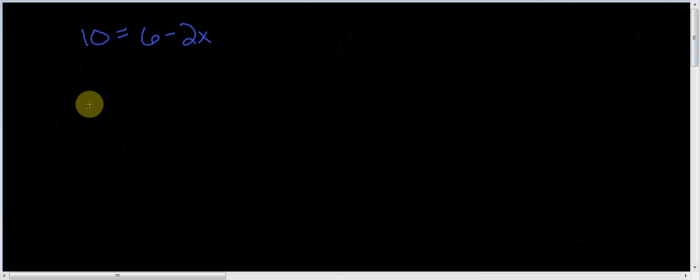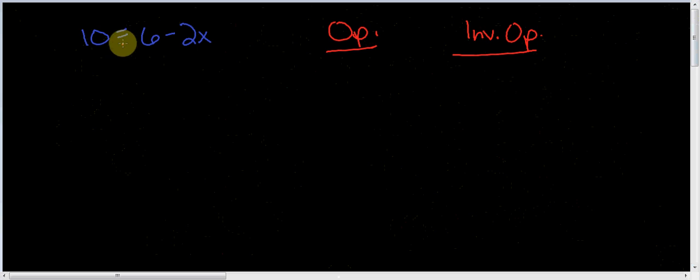Alright, so we have another equation here, 10 equals 6 minus 2x, and we want to make a chart of operations and inverse operations. I'm just going to put OP for operations and abbreviate inverse operations. And I'm going to split my equation in half. So I look over on the side with the x. That's where you start out.